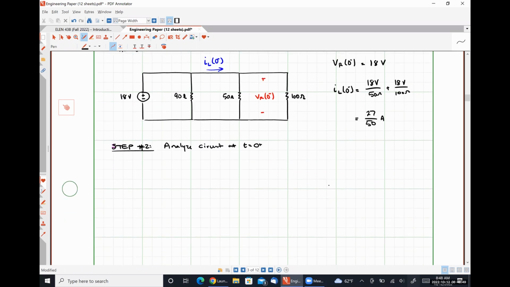So what our circuit is going to look like is this. Here is our 18 volt source. Here is our 90 ohm resistor. I'm not going to draw anything for the inductor just yet. We're going to talk about some things. Here's our 50 ohm resistor. Here is our 100 ohm resistor.